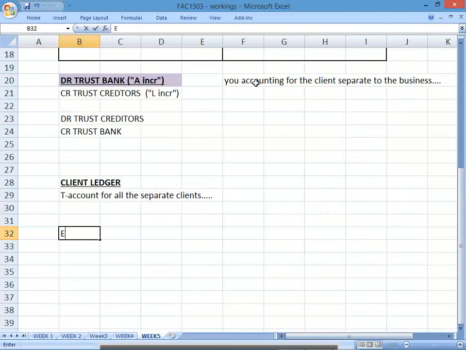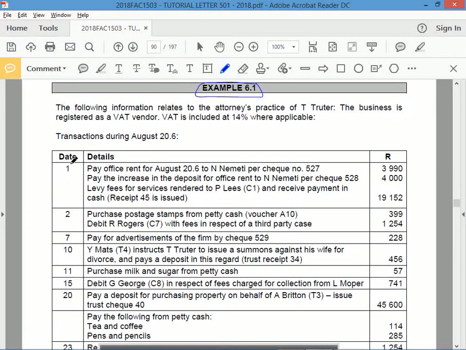Example 6.1. Okay, so I'm going to do workings here for this example, and we're going to look at each of these. So the first date, the following information relates to attorney practice, T. VAT vendor is important. Why? Input outputs. Okay, don't forget about that. There will be input and output VATs on different transactions relating to the owner, the business. Okay, the transactions that take place.